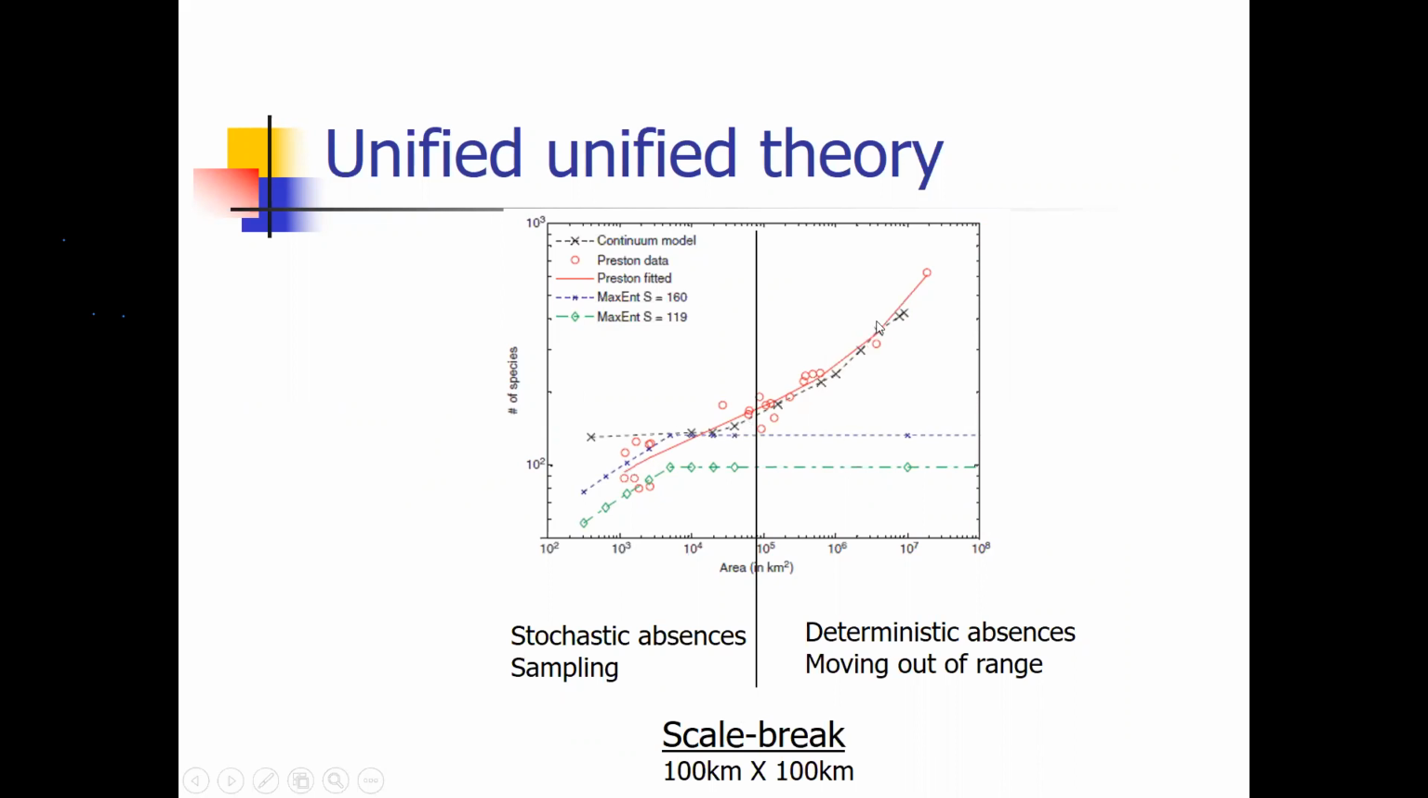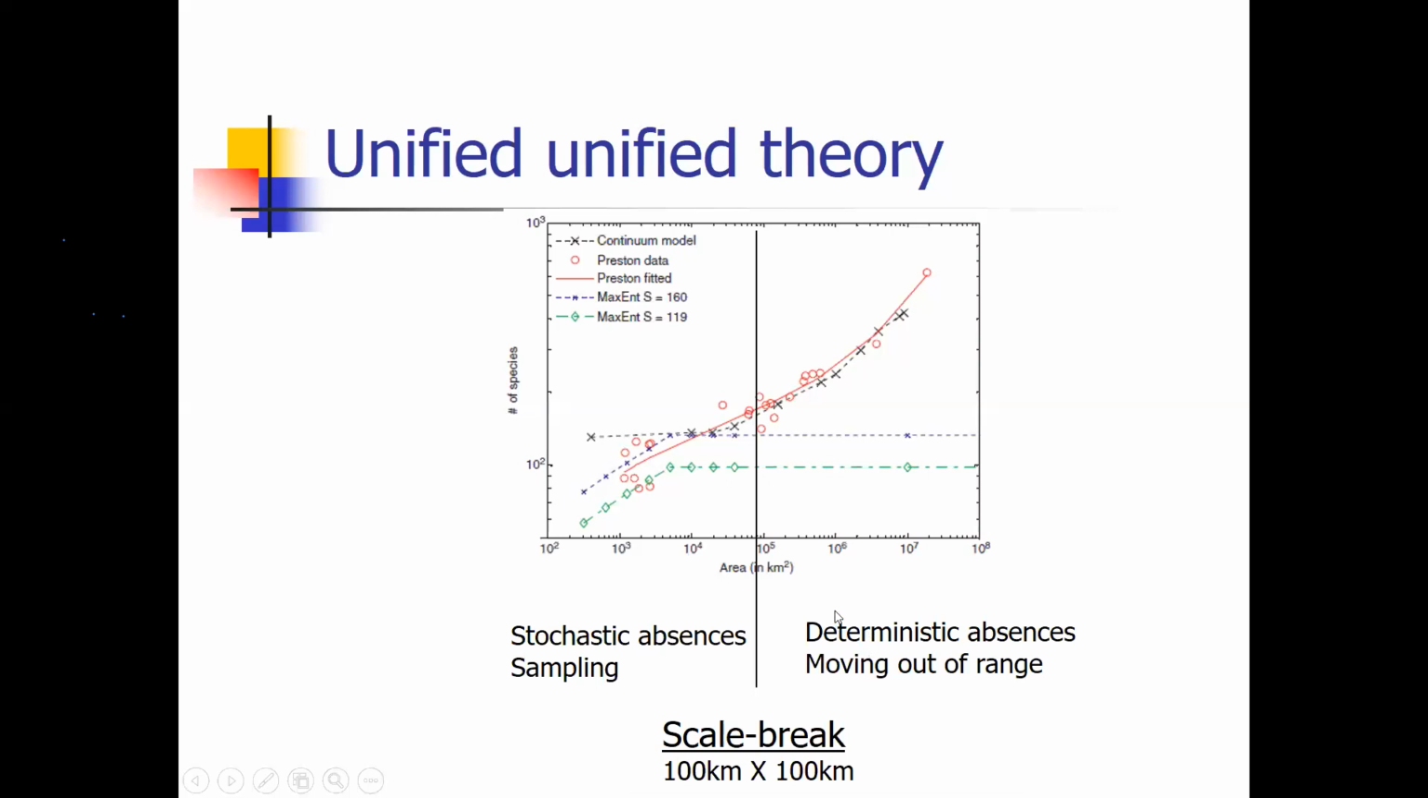No, I'm sorry, Preston's paper back in the 60s. And you'll notice these red dots. It's a triphasic, right? Increasing, flat, increasing. And I would note that this theory really works very well up to about that scale break that I mentioned of about 100 by 100 kilometers, which would be right here at 10 to the fourth. So it's explaining this part, the increasing, decelerating into a flat part of the region.